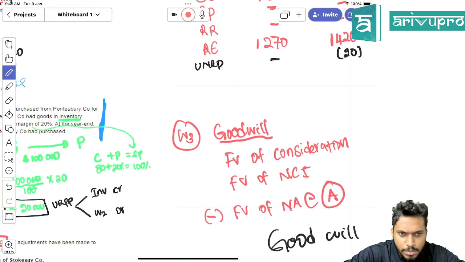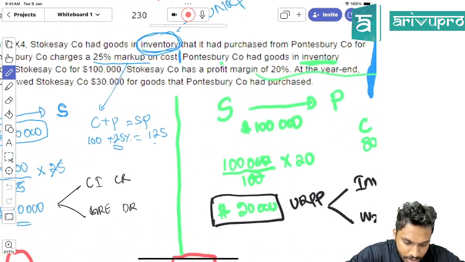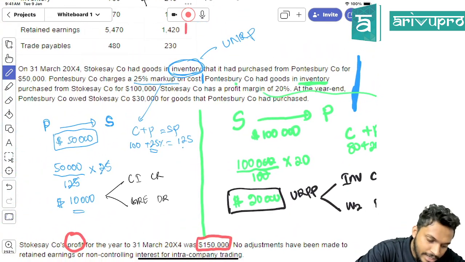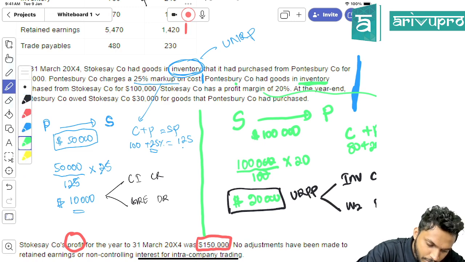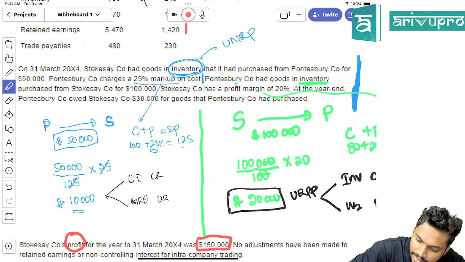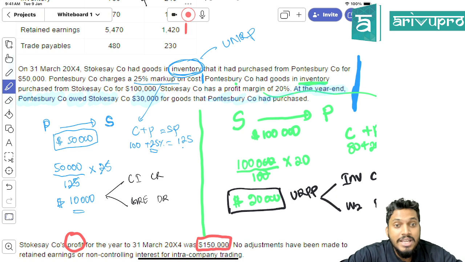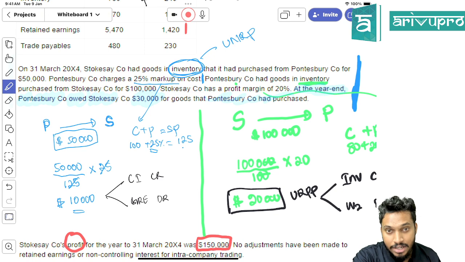Do we have any more adjustments? No, we have. What is it? The last part of the adjustment is they are telling that, listen to this part. At the year end, P company owed S company 30,000 for the goods that P company had purchased, which means that is the intra-group sales. That is your intra-group sales, your remaining amount of goods for which you are still owing.